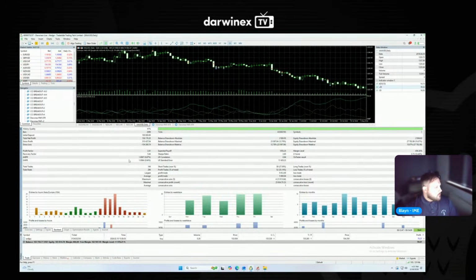Okay, so looking at the results, we got 150% return with a 12.78% drawdown. Profit factor is already 2, which is massive. That is really good. Only 150 trades, so not too many trades, but it's fine because it's on the daily time frame. This is still okay for me.